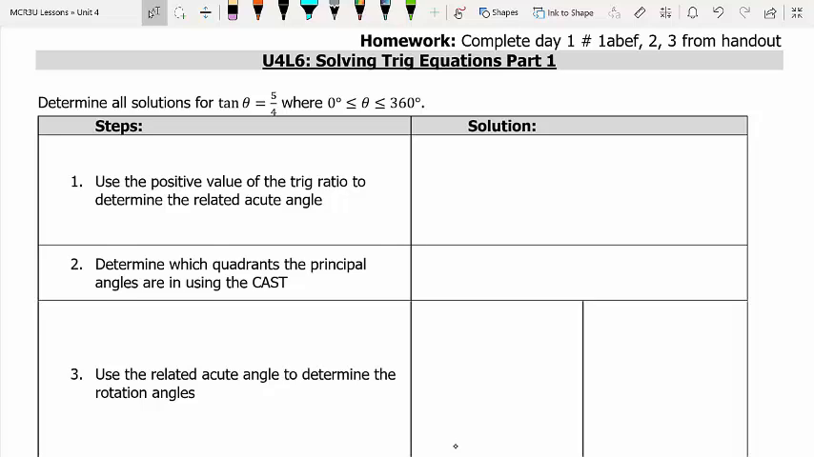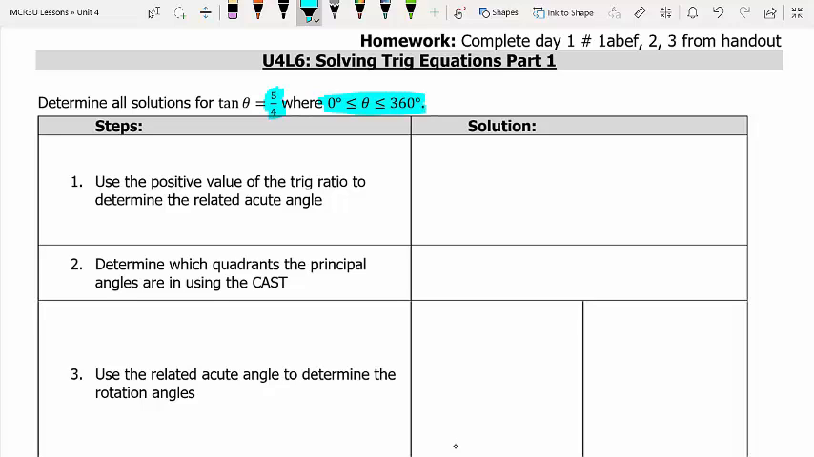Unit 4, Lesson 6, Solving Trig Equations, Part 1. So today's lesson is all about solving for the angle when you're given the ratio. You're also given a domain. Today's domains will all be straightforward. It's just going to be any value of the angle that falls between 0 and 360. So there's nothing extra that we're going to have to do here today.